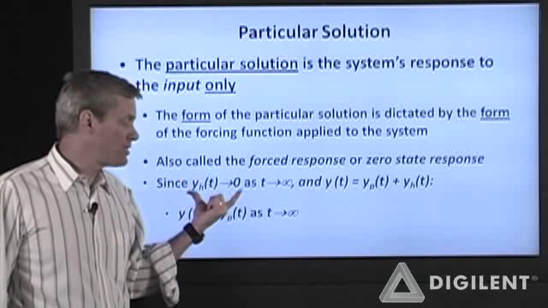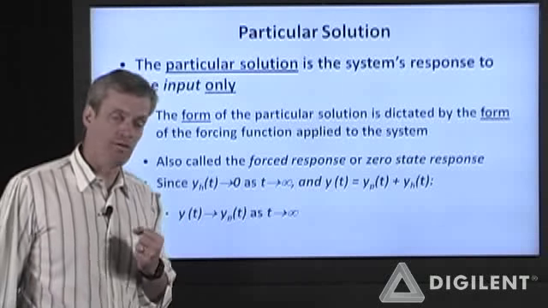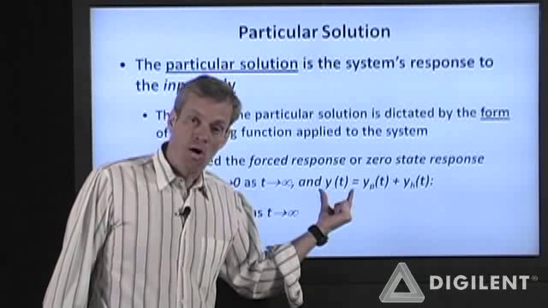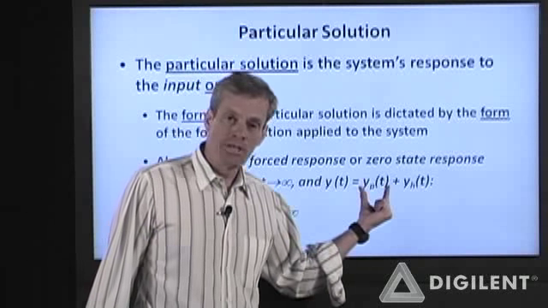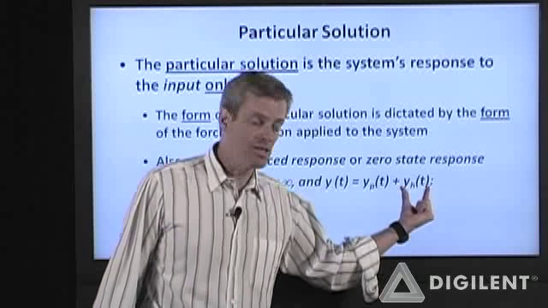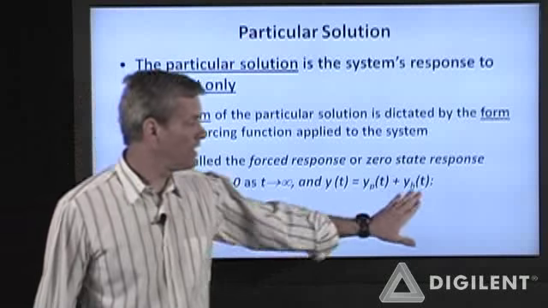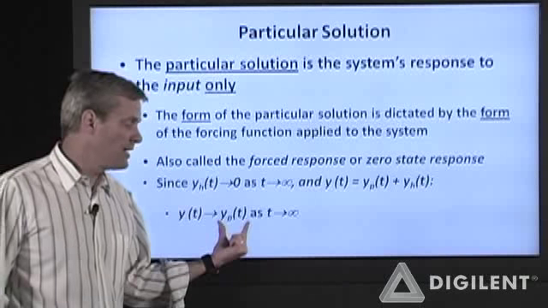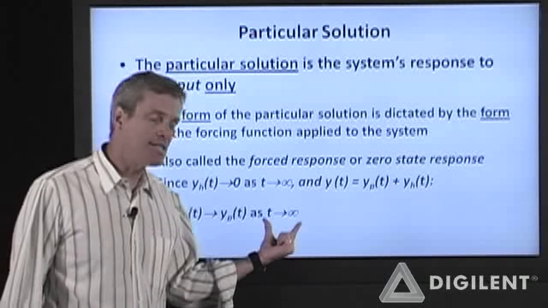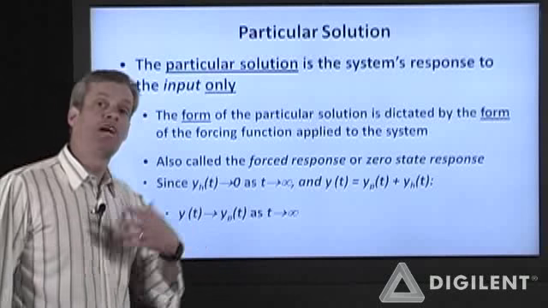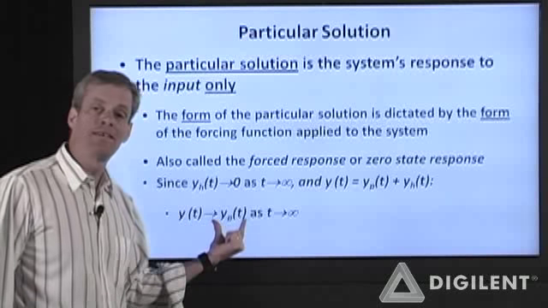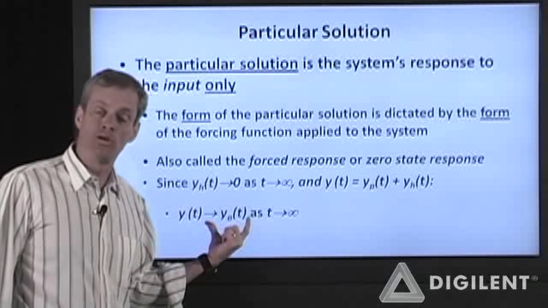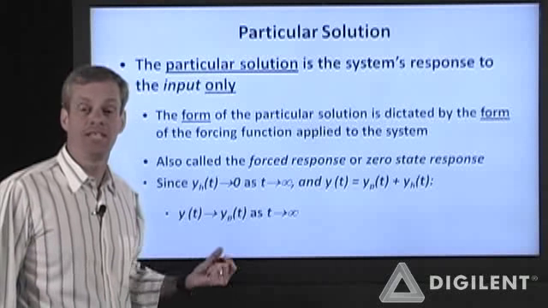Remember that the homogeneous solution goes to 0 as t goes to infinity. The overall solution, y of t, is the sum of the particular solution plus the homogeneous solution. As t goes to infinity, the homogeneous part goes away, so y of t becomes y sub p of t. If I let t go to infinity, the only thing left over is the particular solution. That is an approach that we will use to determine what y sub p of t is later on.